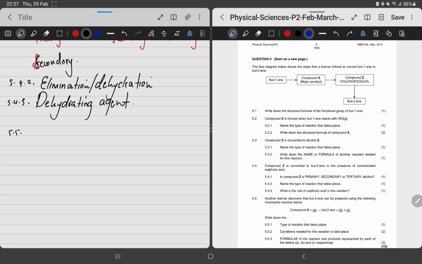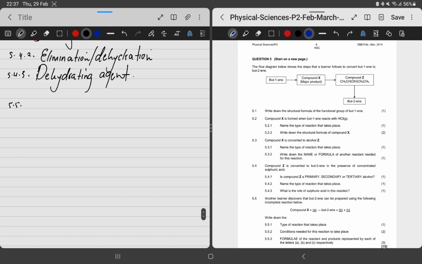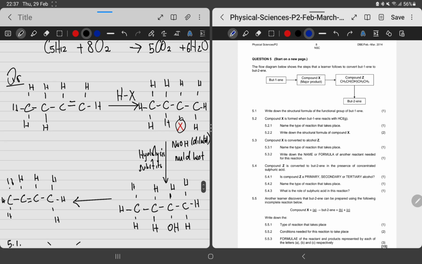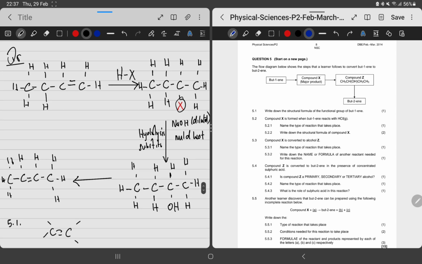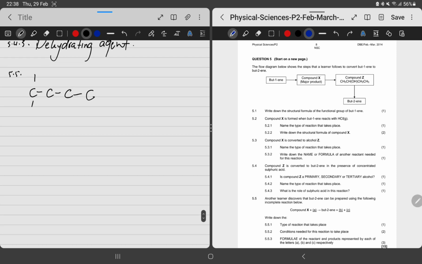5.5. Another learner discovers that but-2-ene can be prepared using the incomplete reaction. Okay. So it's compound X. 1, 2, 3, 4. What was compound X? And then in the third carbon we have an X there. So this was a chlorine.